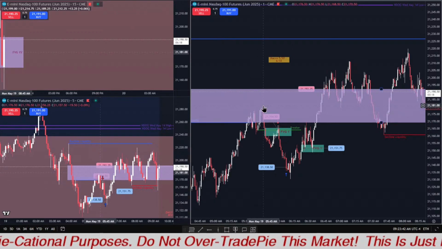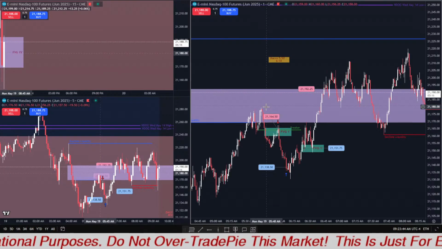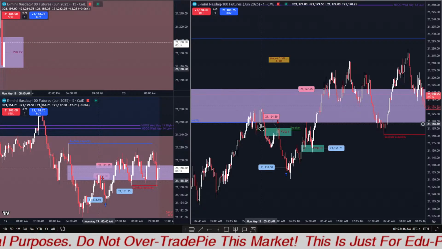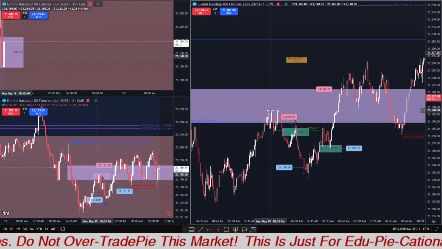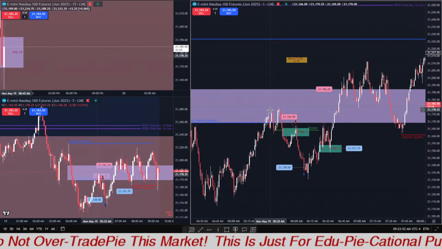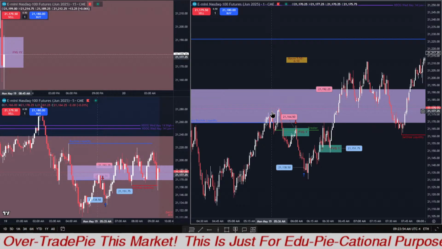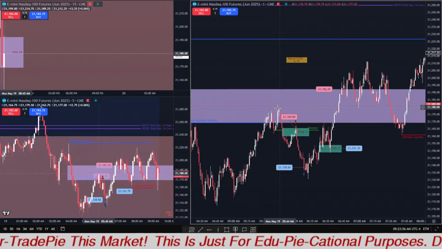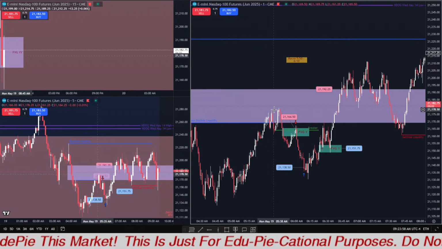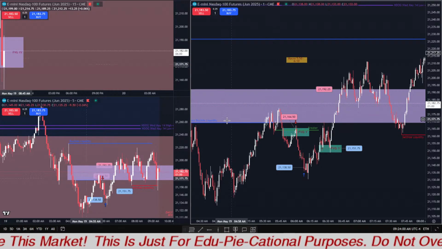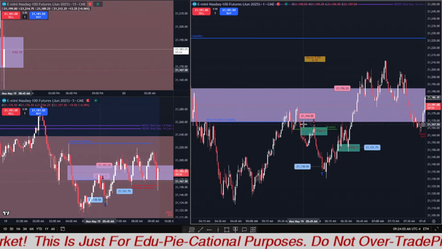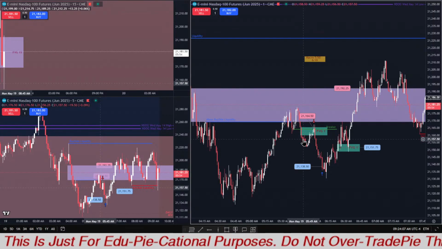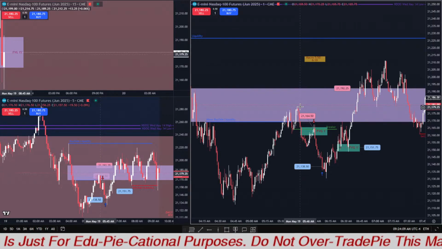Since we started going and we failed to reach the consequent encroachment of the 15-minute CB over here, we do have this kind of breaker in the 1-minute chart: high, low, higher high, and we cleared the buy side liquidity resting above this high, in particular this minor buy side liquidity over here. Then the market had a very nice reaction going lower.